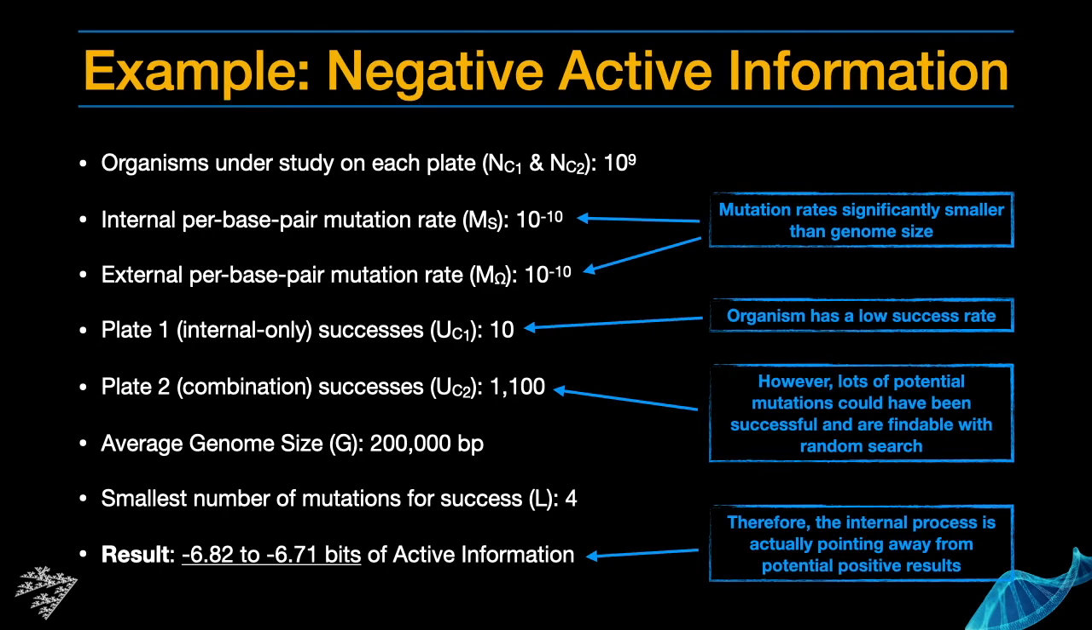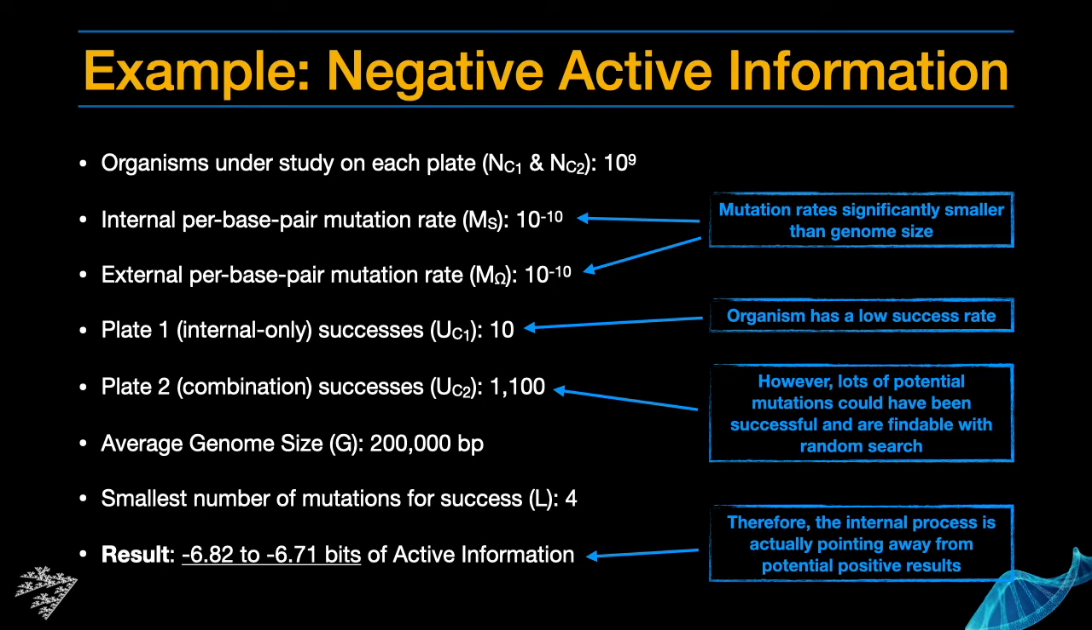Okay. So here's an example of negative active information. As I said, it's in theory possible to score negative on active information. That means that the organism's search process is worse than a random search. Okay, so here, basically the same setup. The number of successes that we're going to get with our internal mutations is 10. Okay, so we only got 10 successes that were internally generated. But when we added in our random mutations, which were occurring at about the same rate, we got 1,100.